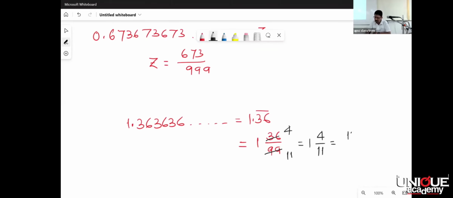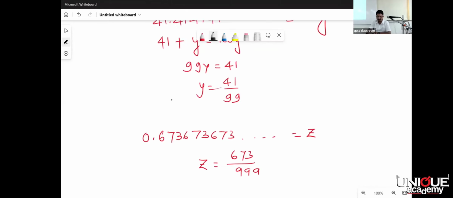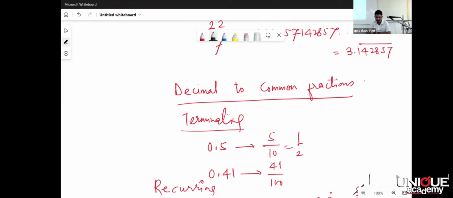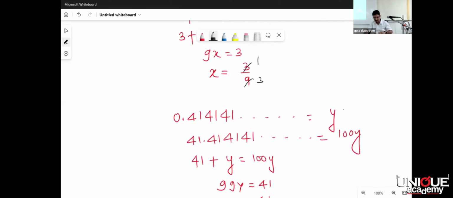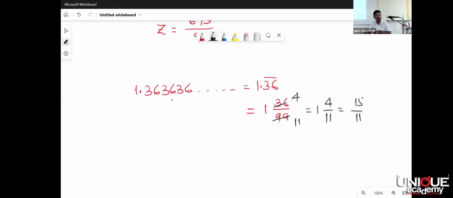Is it clear? So in the first one, as we converted common fractions into decimal, we got 15 by 11 as 1.363636 recurring. Same, we reverse this one. Are you getting it? Is it clear? Okay. Now, based on the same, as in prelims 2020, there was a question.